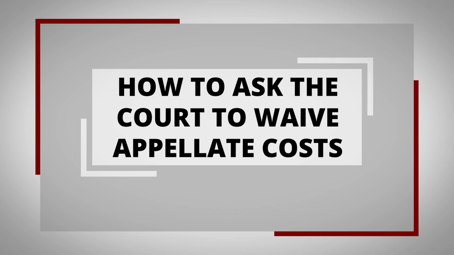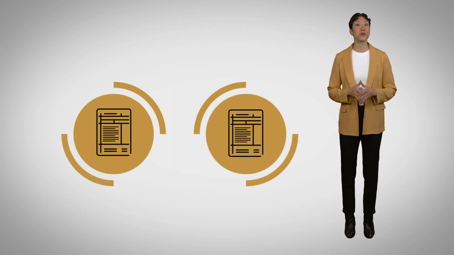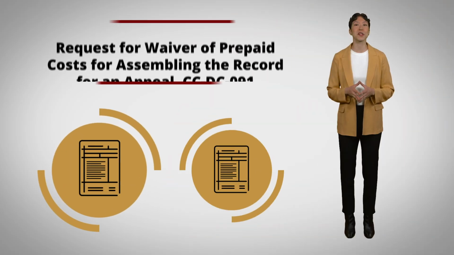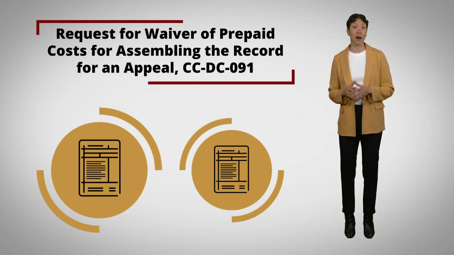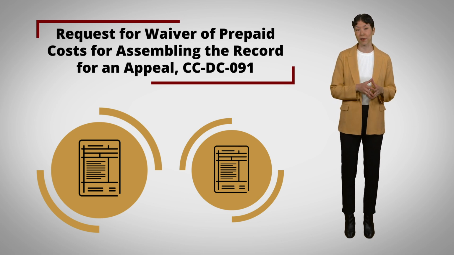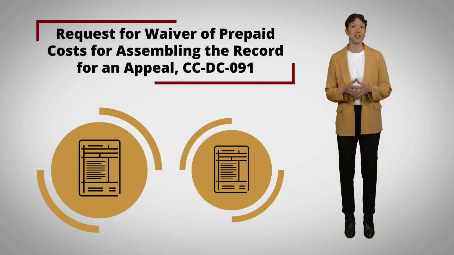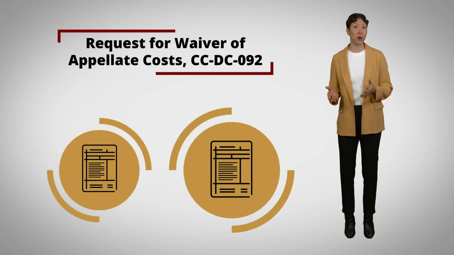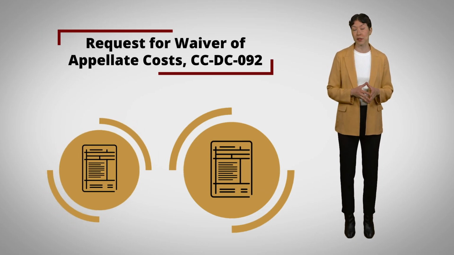Now let's discuss how to ask the court to waive appellate costs. First, you must complete two forms, one for each type of appellate cost. Warning, these forms have really long names, so you will want to make a note. The first form is a request for a waiver of prepaid costs for assembling the record for an appeal, Form CCDC-091. The second form is a request for a waiver of appellate costs, Form CCDC-092.